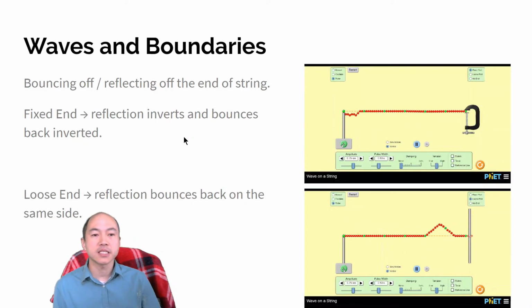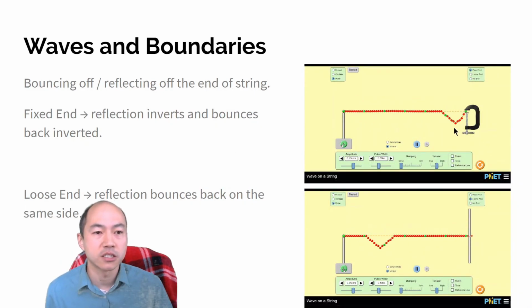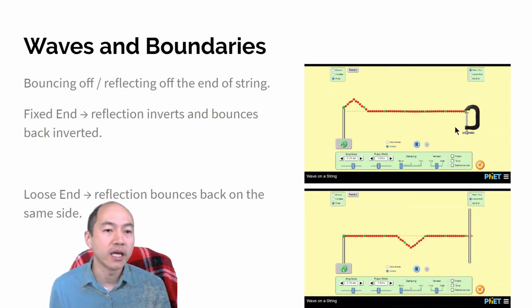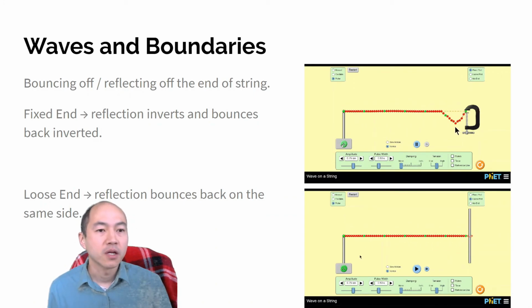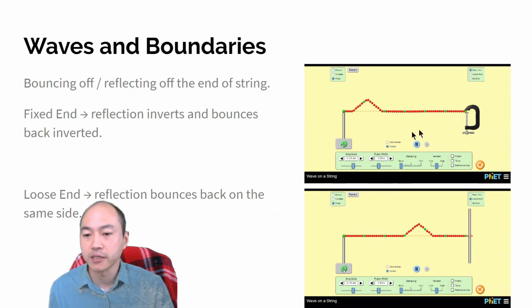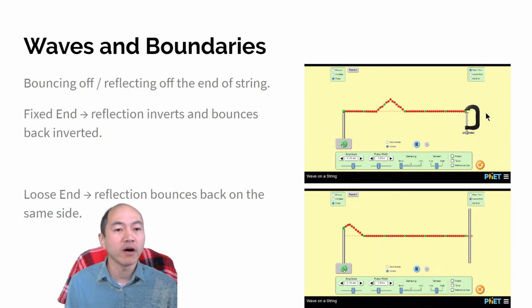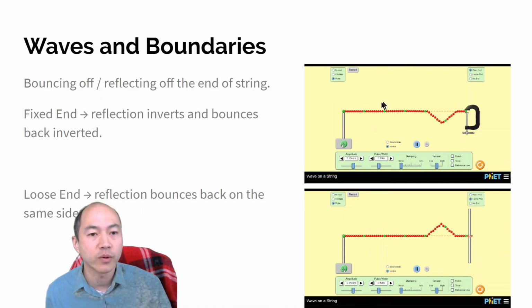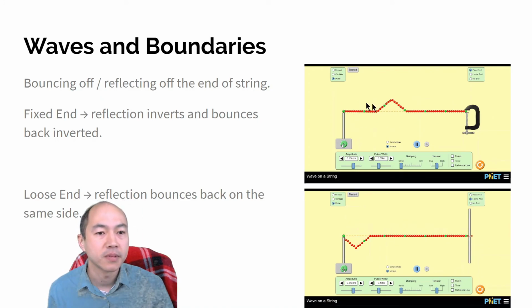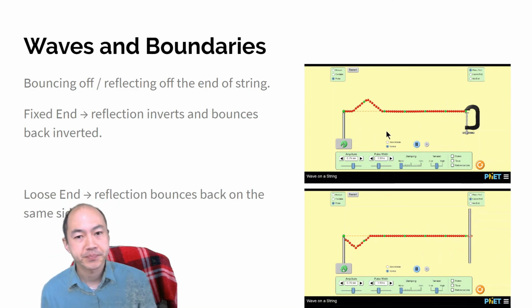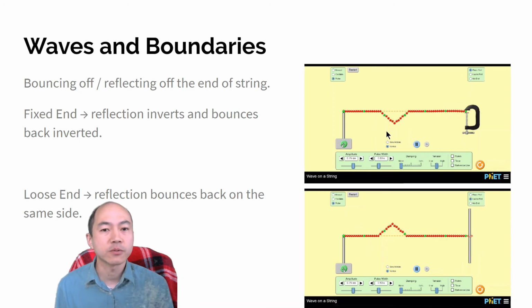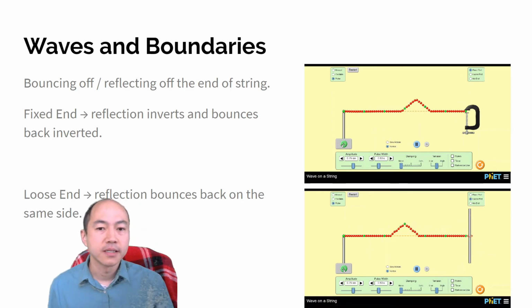In this case, we have two different boundary conditions shown with a wave on a string. Notice on the top example, we have what we call a fixed end. When the wave hits the fixed end, it gets reflected back, but the wave also is inverted. Here the wave starts on the top, hits the end, and then reflects back on the bottom. That's what we call a fixed end boundary.